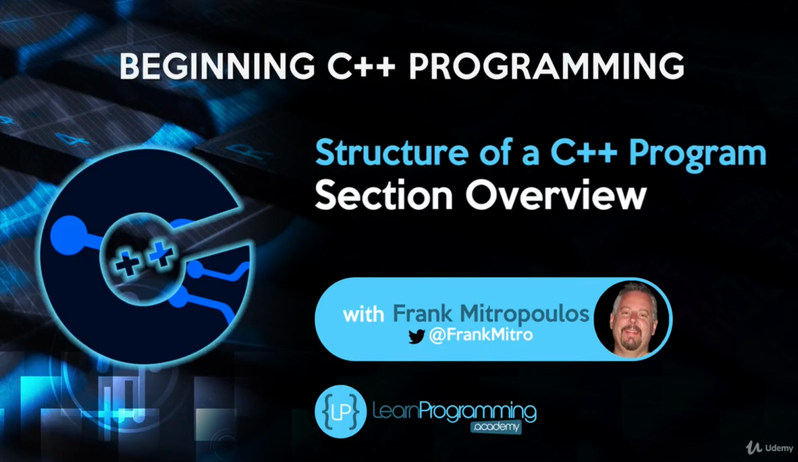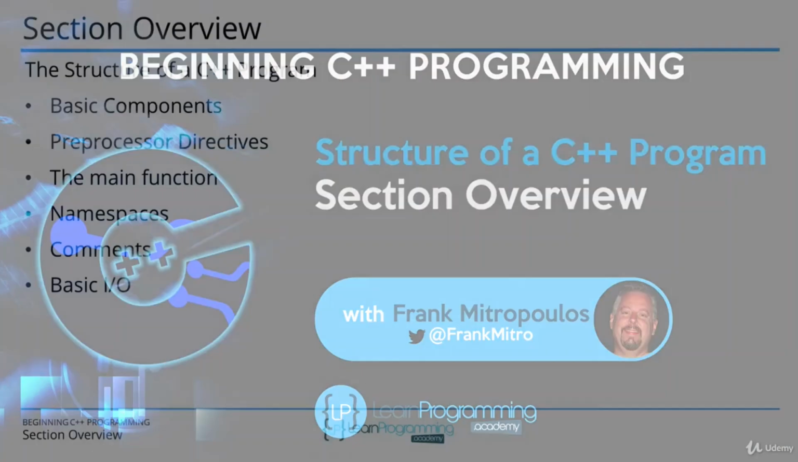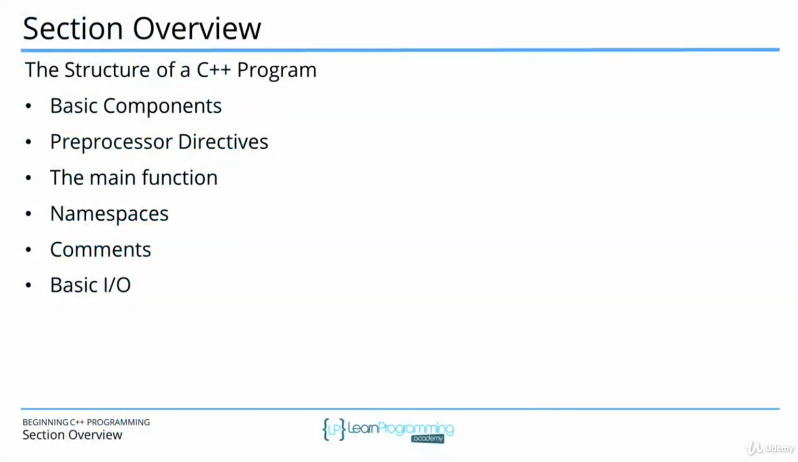In this section of the course, we'll take a look at the basic structure of a simple C++ program. First, we'll look at the basic components of a C++ program. These include things like keywords, identifiers, operators, punctuation, comments, and syntax. Then we'll discuss the preprocessor directives that C++ uses. These are the statements that begin with the pound sign or the hashtag. And we'll discuss what they do and how they work.